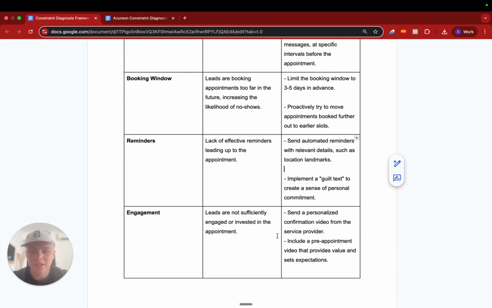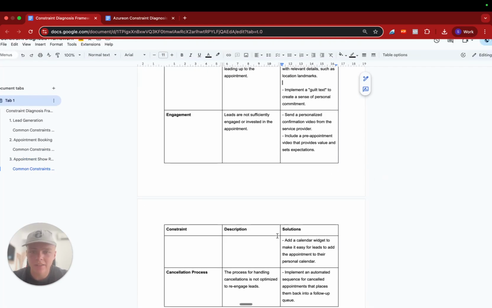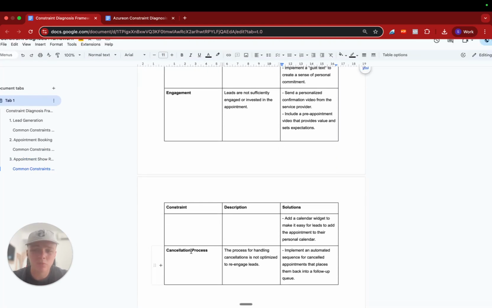And are our leads being engaged? Are you tracking the engagement rate? And what is your process for cancellations as well? Don't just think that if someone no-shows or cancels, that's it. No, half of our leads show up from cancelled or rescheduled or no-showed appointments. Have a process in place to follow up with these people.